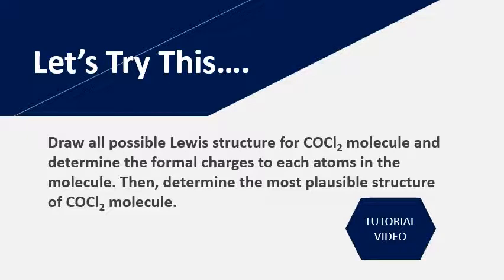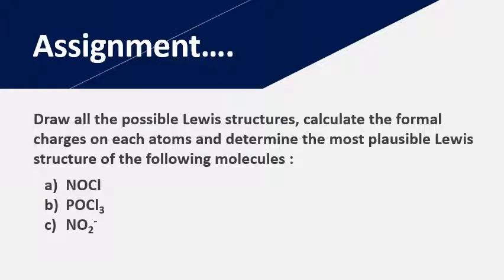Now, let's try these questions. Draw all the possible Lewis structures for the COCl2 molecule and determine the formal charge of each atom in the molecule. Then, determine the most plausible structure of the COCl2 molecule. You can check your answer in the tutorial video. This is an assignment for you to complete. You can watch this video again if necessary as a guide for you to solve these questions.